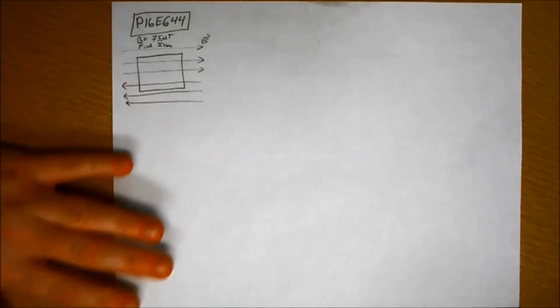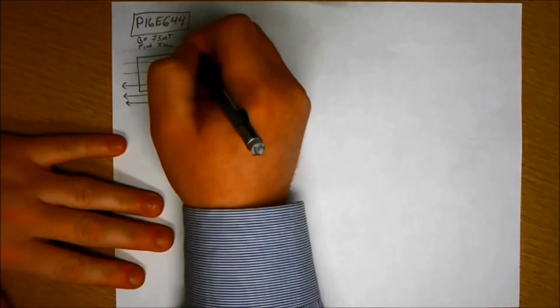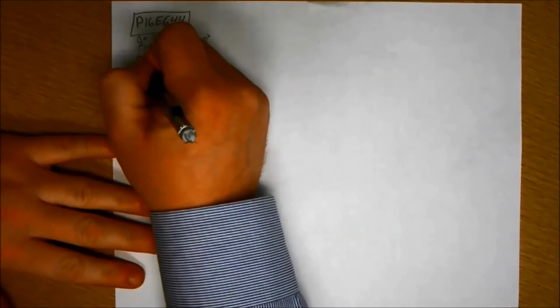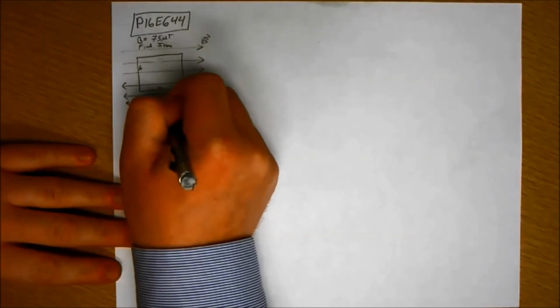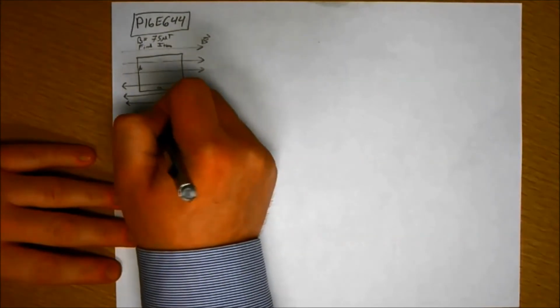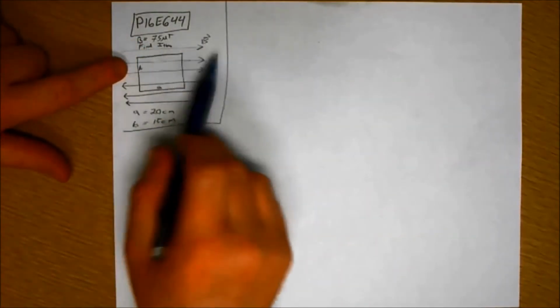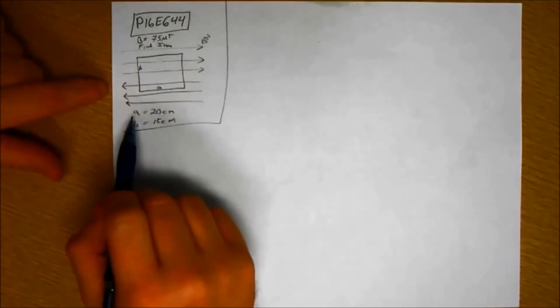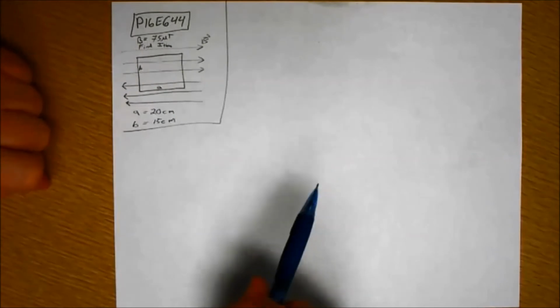This problem is an application of Ampere's law that I hope shows you the usefulness of it. In this situation, I'm calling this loop side A and side B, where A is equal to 20 centimeters and B is equal to 15 centimeters. Those are the dimensions. In this problem, you have a uniform magnetic field that points to the right, and then it abruptly switches and points to the left. And so the question asks us to find the current encircled by this loop.